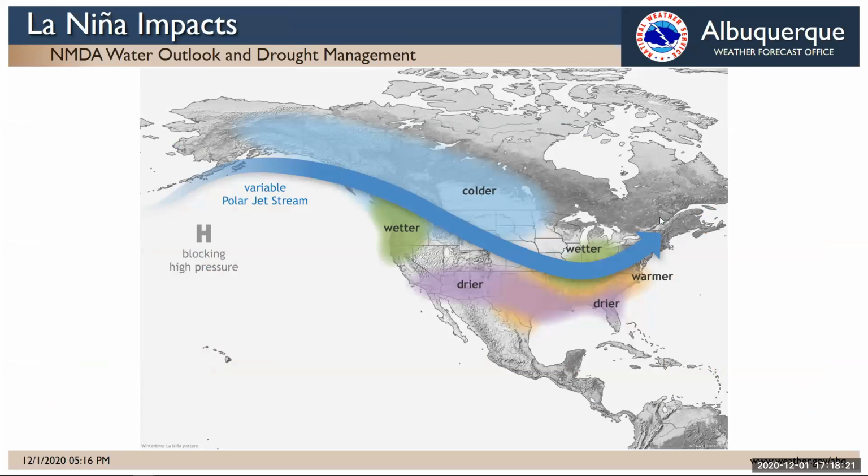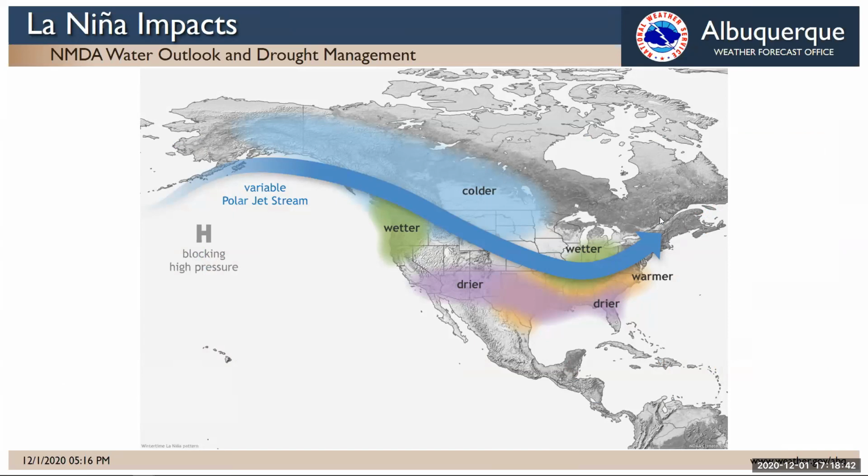La Nina. So we all hear about La Nina, El Nino. What is it? So El Nino is typically warmer than normal sea surface temperatures in the equatorial Pacific, south of Hawaii, from about 5 north to 5 south. La Nina is the opposite. It's colder than normal. So La Nina is solidly in place now. The atmosphere and the ocean are working together.